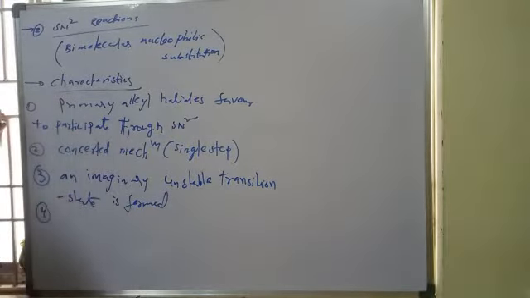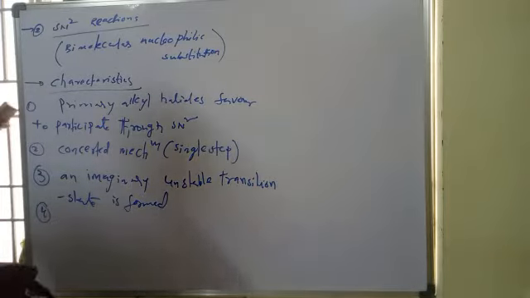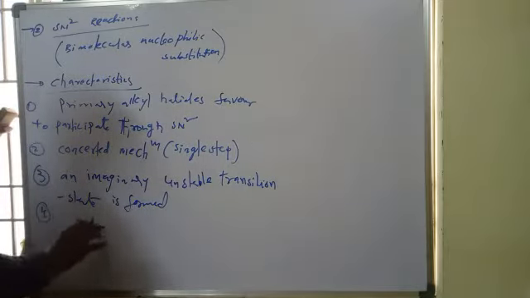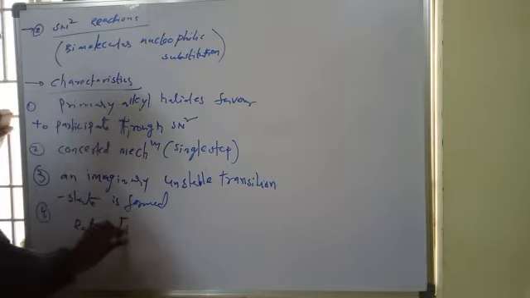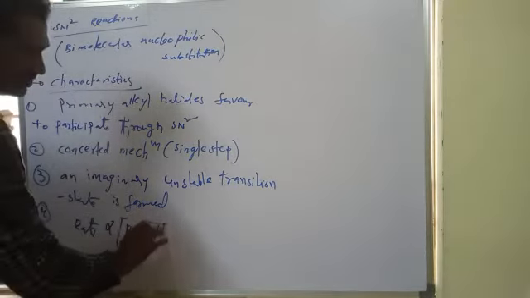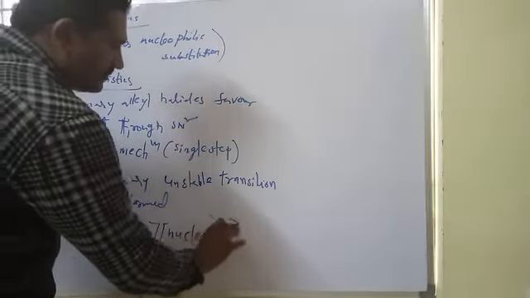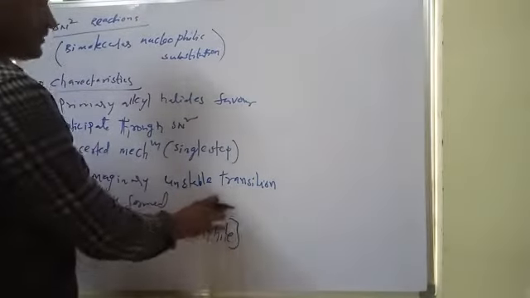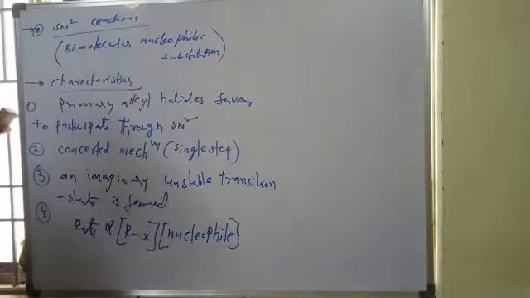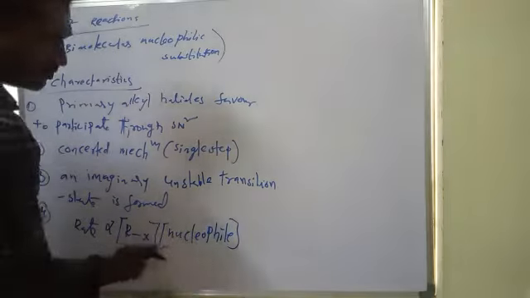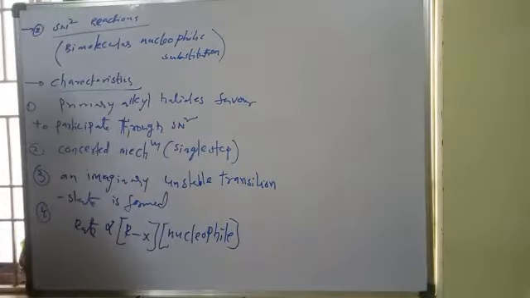Here, if you see, the rate of the reaction is directly proportional to both alkyl halide and also nucleophile. So it is bimolecular, because alkyl halide and nucleophile both are involved, so SN2: bimolecular nucleophilic substitution reaction. The rate of the reaction depends on both nucleophile and alkyl halide.